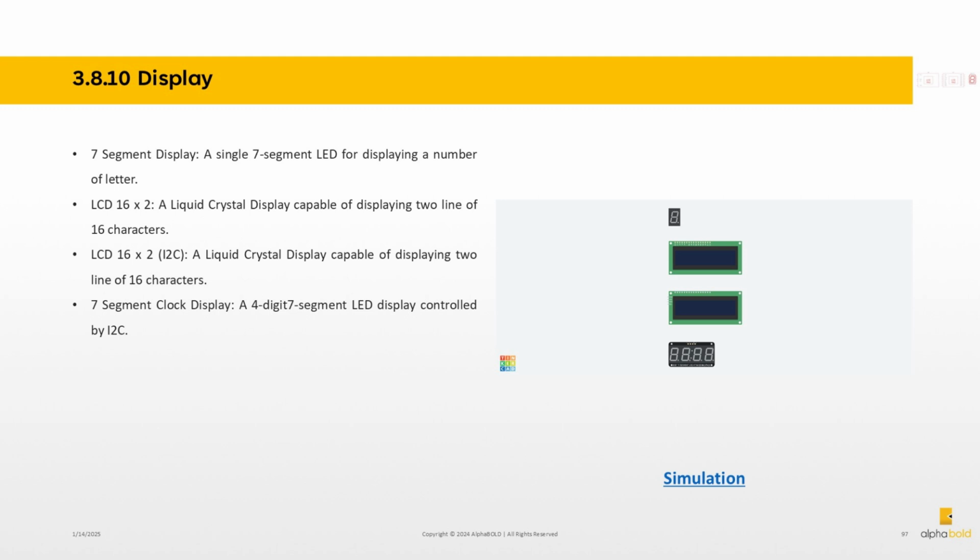Display. 7-segment display. A single 7-segment LED for displaying a number or letters. LCD 16 by 2. A liquid crystal display capable of displaying 2 lines of 16 characters. LCD 16 by 2 I2C, a liquid crystal display capable of displaying 2 lines of 16 characters. 7-segment clock display. A 4-digit 7-segment LED display controlled by I2C.